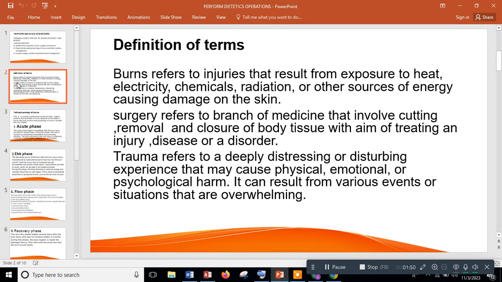Then we are going to define some terms. Burns refers to injuries that result from exposure of heat, electricity, chemicals, radiation, or any other source of energy causing damage on the skin. Then we have the surgery, which refers to branch of medicine that involve cutting, removal, and closure of body tissues with an aim of treating an injury, disease, or a disorder. Then we have the trauma, which refers to deeply distressing or disturbing experience that may cause physical, emotional, or psychological harm. It can result from the various events or situations that are overwhelming.